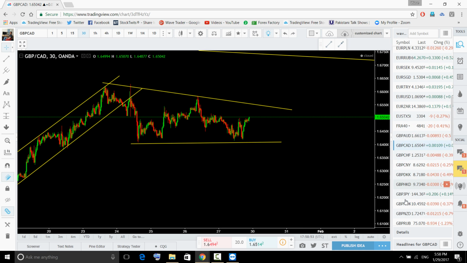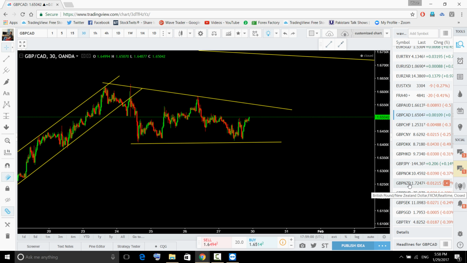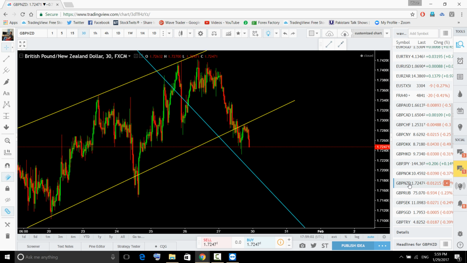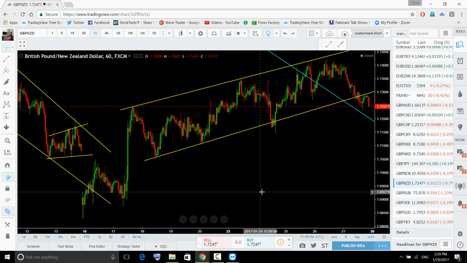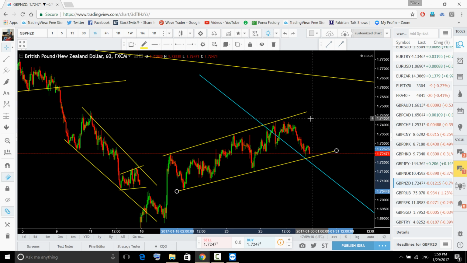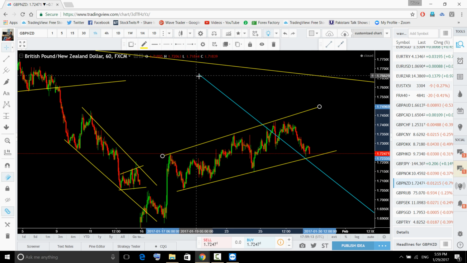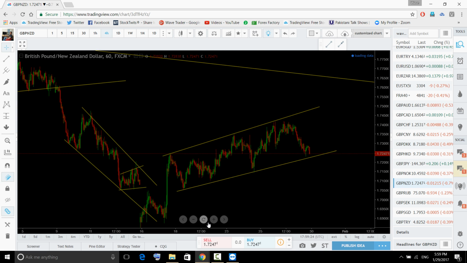GBP/CHF, not looking for the trade. Pound yen, no. Pound New Zealand, no, I'm not looking for a trade setup on this pair at the moment, although it is running in an ascending channel. It can form another leg to the upside. At the moment, not looking for a trade setup until price hits the trend line.